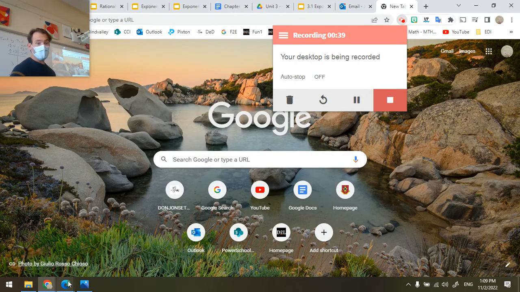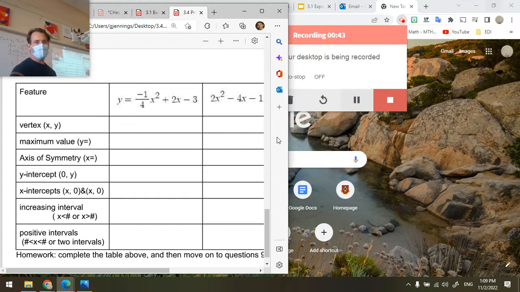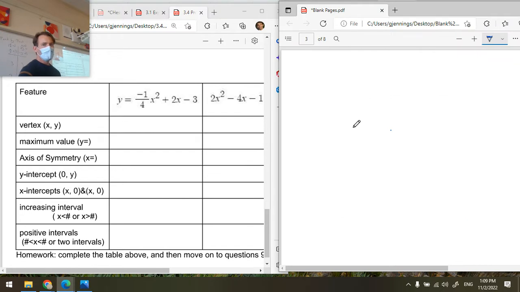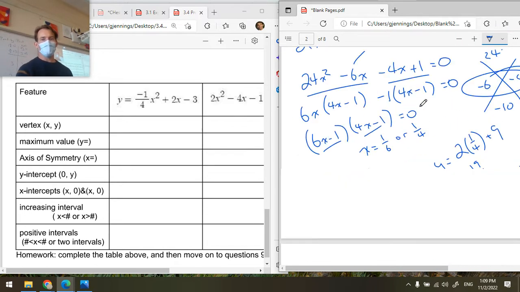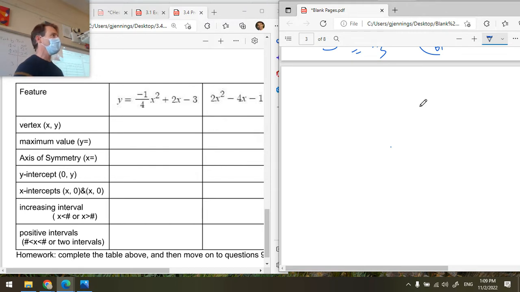All right, let's go. So here we go. If we want to complete a chart like this, well, we better know how to analyze a quadratic function. So I would suggest you get some blank paper out. I've got my blank digital paper here to analyze these functions. And that's where I'm going to be doing my rough work.